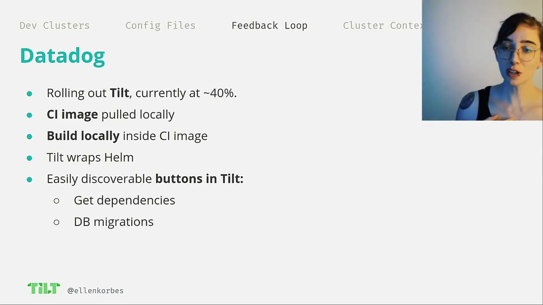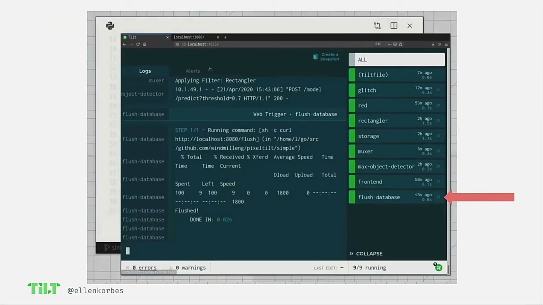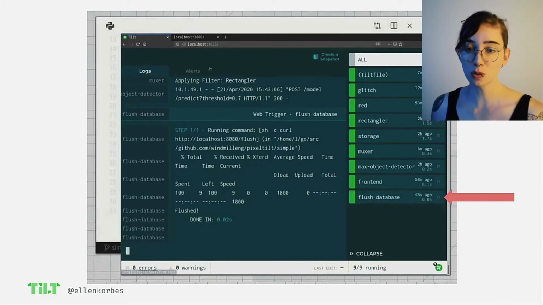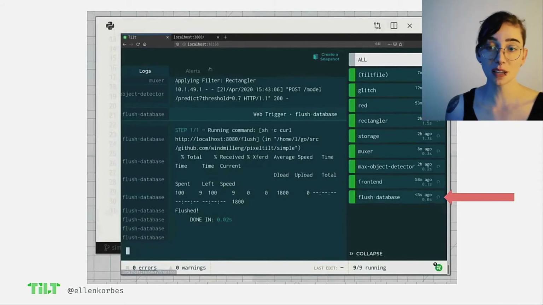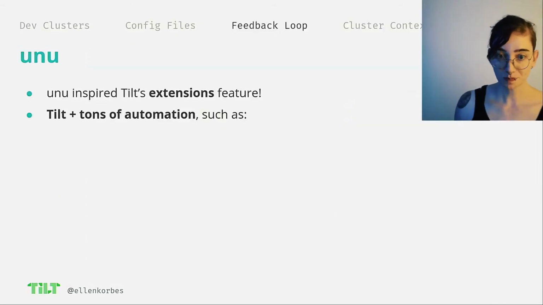And they create lots of buttons in Tilt to help with discovery. So that's really cool. What this means is, if we look at the green things here, those are all my services, except for the last one. That one's a custom button. Of course, you have services on one side and logs on the other in this dashboard. This is what Tilt looks like. And when you click that button that says Flush Database, it's going to, of course, flush your database. Sometimes you have a lot of automations in your makefile and people don't know about them, and thus they don't use them. And Datadog uses all of these buttons to help developers know things that they can do. So, for example, there's a button to get dependencies, there's a button to do database migration.